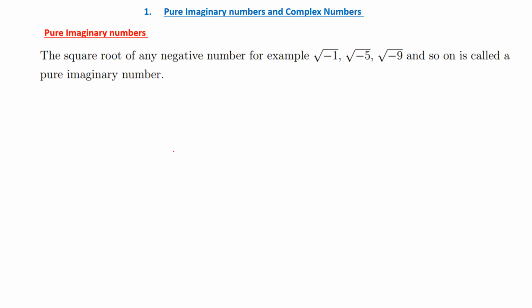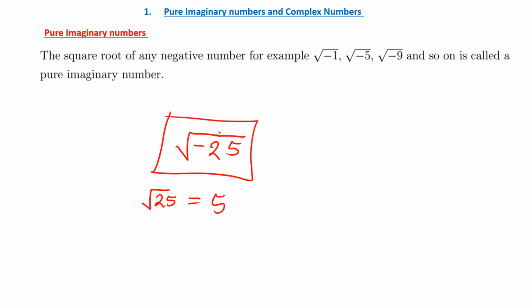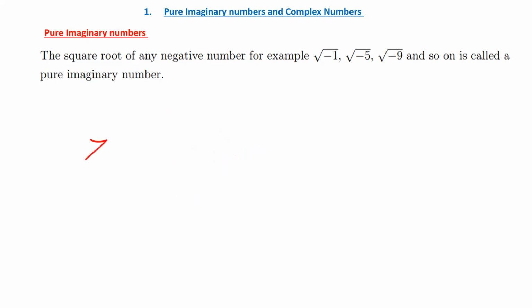Now, for instance, if you have the square root of negative 25, we all know that the square root of 25 is 5. But every time you came across the square root of negative 25, you always said this is undefined or it has no solutions. But after learning complex numbers, you know what this means, and you'll be able to find the solution. Usually, complex numbers are denoted by Z.